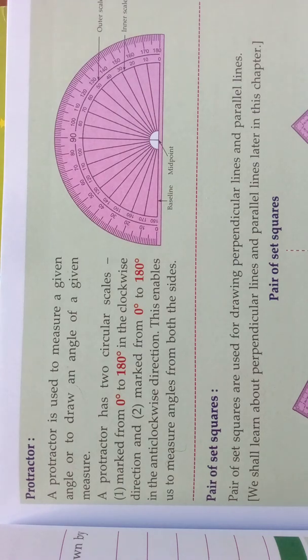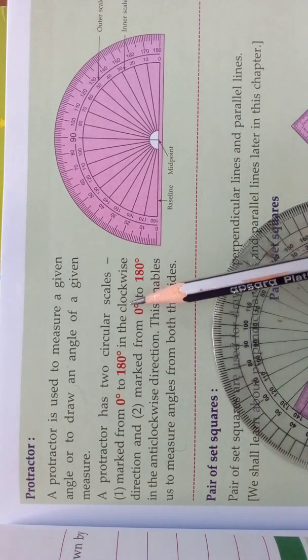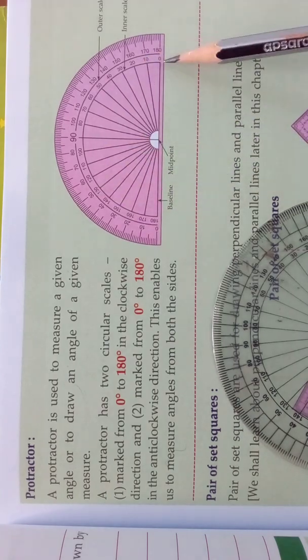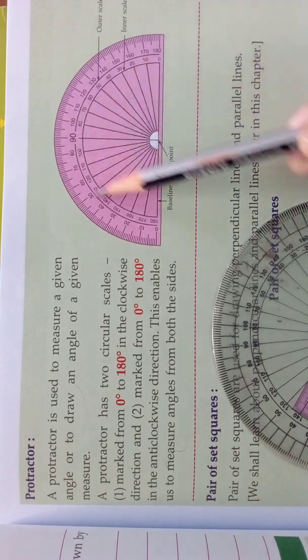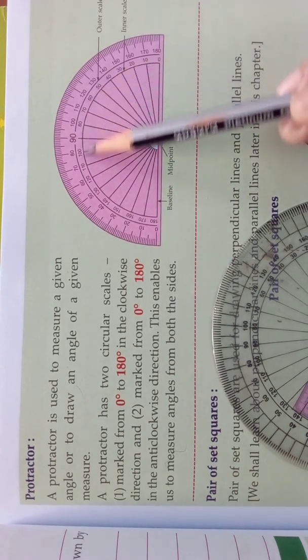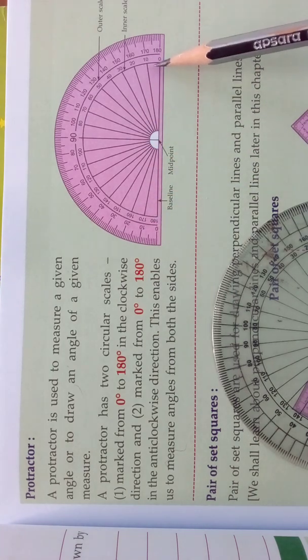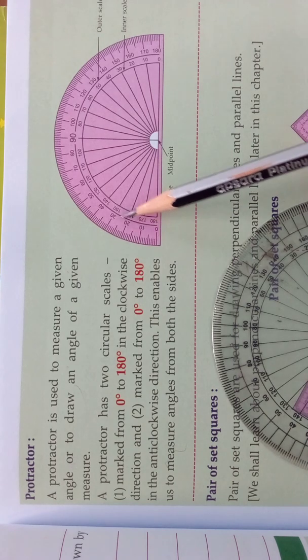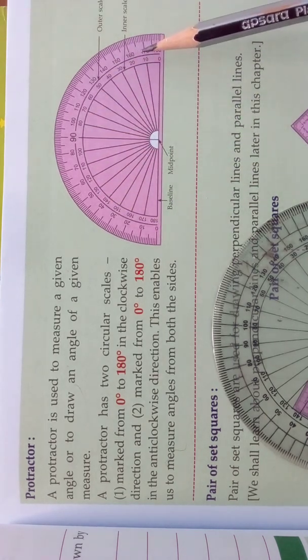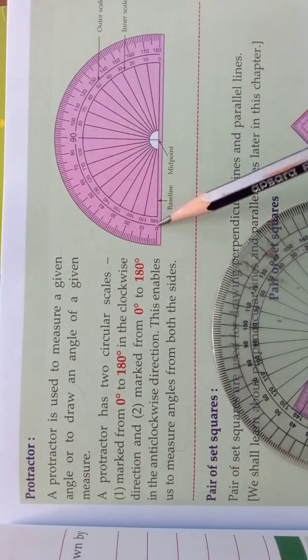Understood children? So what about the protractor? The protractor has two circular scales like this. See here, it looks like a scale, but it is circular. These are two circular scales, marked from 0 to 180 degrees in the clockwise direction, like this, and also from 0 to 180 degrees in the anti-clockwise direction. So it has two circular scales.